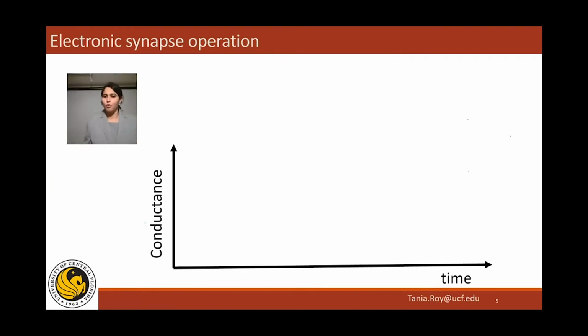Okay. So far what we have learned is we need neurons and we need synapses. So first let me talk a little bit more about the synapses. For the synapse, what kind of device do we need? The output characteristic will look something like this. We could plot conductance as a function of time.